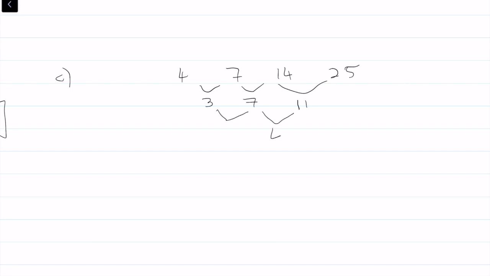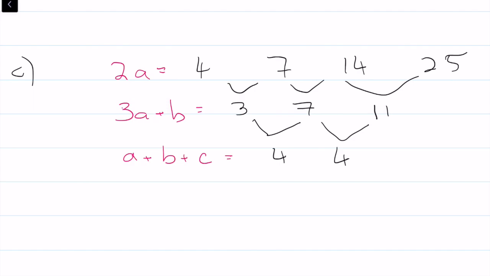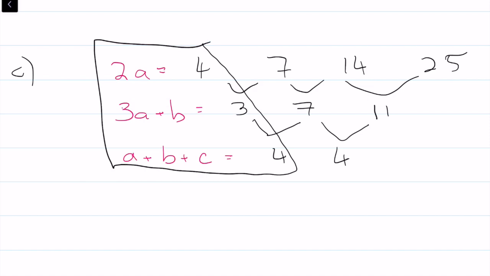Okay, that's going to be 4, and that's going to be 4. What we do know is that the first term is going to be 2a, the second line is going to be 3a plus b, and the third line is a plus b plus c. So this you should learn, you should become quite familiar with this. We basically create a set of equations like that.